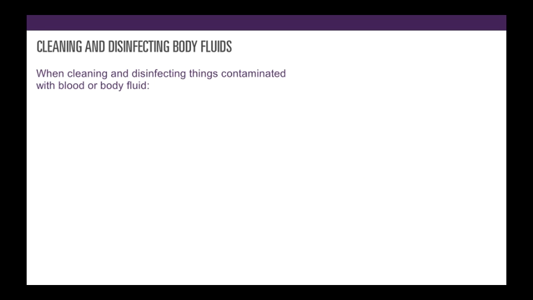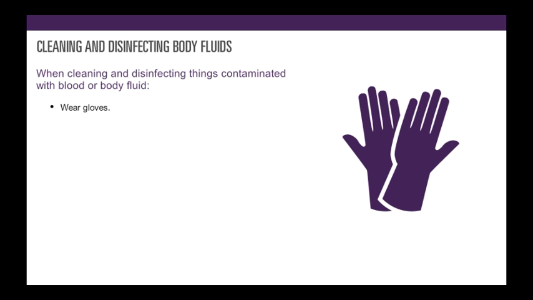If you need to clean and disinfect something that has been exposed to blood or body fluid, there are some things you should do. Always wear gloves when you could be exposed to blood or body fluid. Be careful not to tear your gloves on anything while cleaning. Use paper towels to clean up the blood or body fluid. These paper towels should not go in the regular garbage can. They must be double bagged with other contaminated waste. You'll hear more about that in a few minutes.